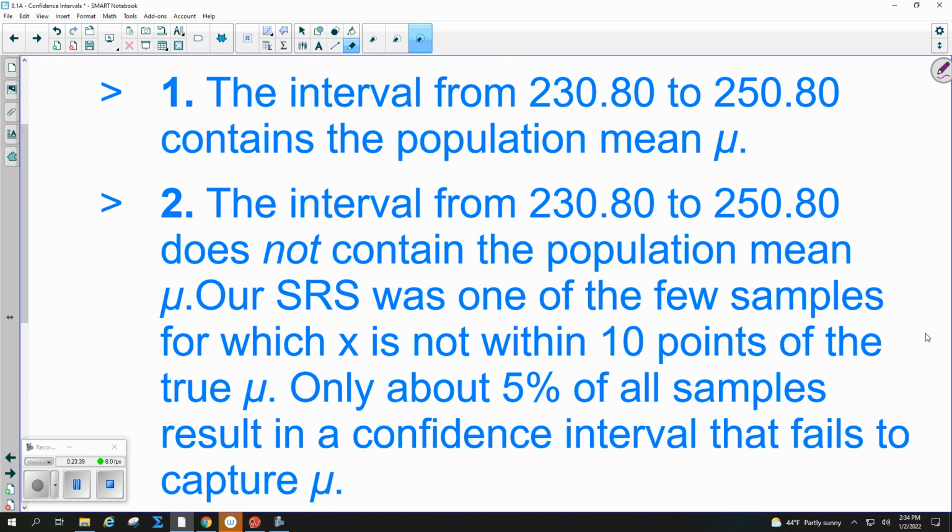All right, so if they ask you, by the way, what is the chance this particular confidence interval captured the true mean? We don't know. It's either 100% it has it in there, or 0% it doesn't have it in there. All right.